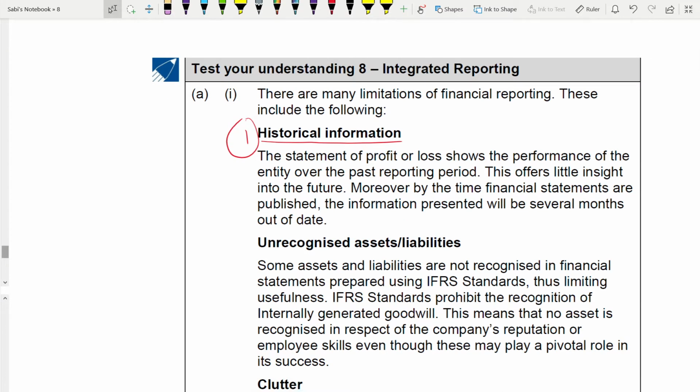Number one, financial reporting is historical information, whereas integrated reporting, on the other hand, focuses on the future. It is future-oriented information. For example, your profit and loss, your statement of financial position, those report what happened in the past, a year before. You're just recording it. So it does not provide such useful information for the future. And by the time the financial statements are published, most of the information might be out of date, because it will be several months late.